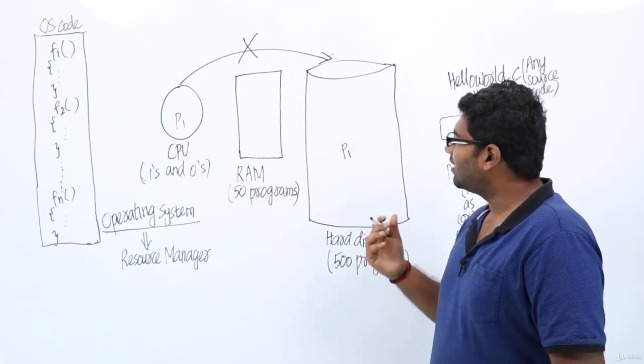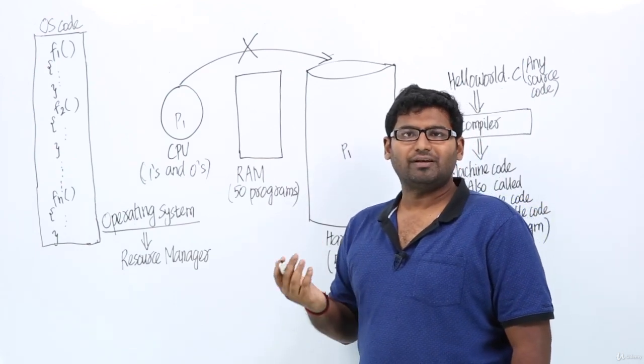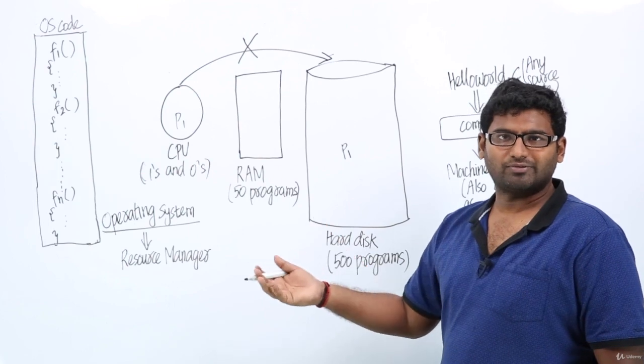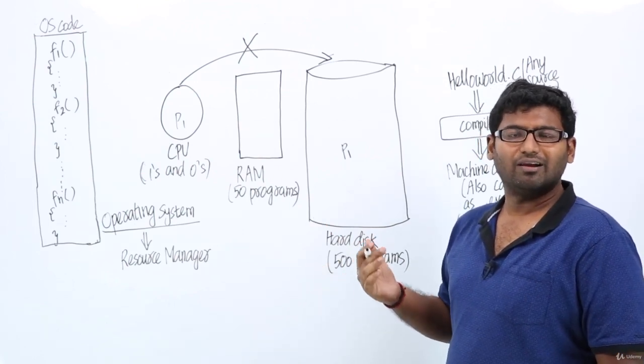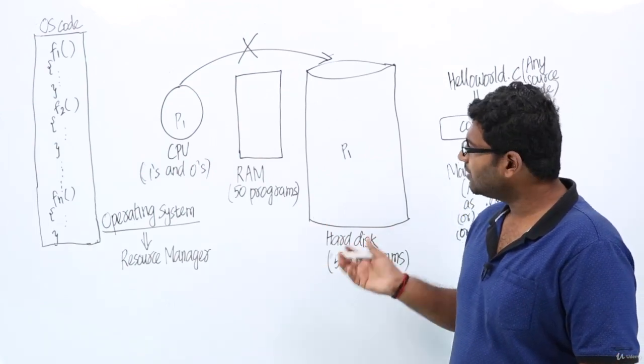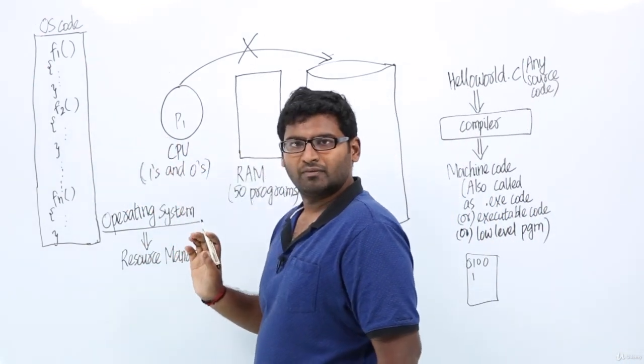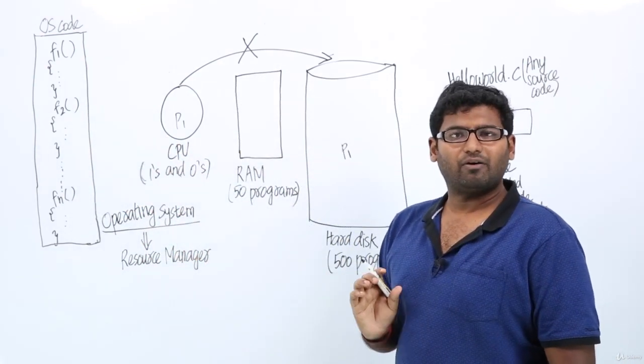Now there are various algorithms we can write. We can come up with various algorithms saying that these 50 programs have to be moved, or those 50 programs have to be moved. It really depends on the algorithm which we are implementing. That algorithm will be implemented by our operating system.